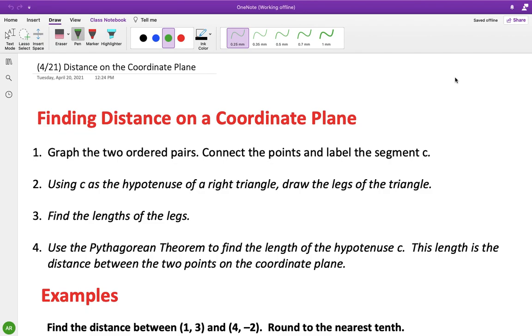This is the first of 2 recordings on how to find the distance on the coordinate plane. So basically, how you find the distance between 2 points.